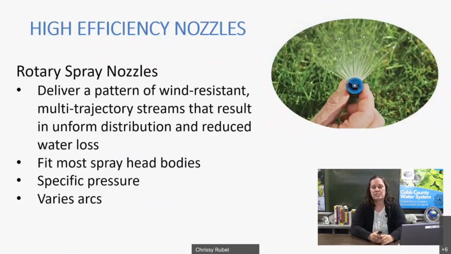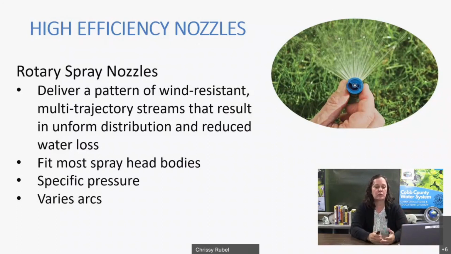So high efficiency nozzles are another way that you can make your irrigation system much more efficient. These are also called rotary spray nozzles. If you think about that sprayer that we talked about earlier, they basically took a rotor and a spray head and combined them together to make a high efficiency nozzle. They spray a lot harder, but you can also change the shape of the spray.